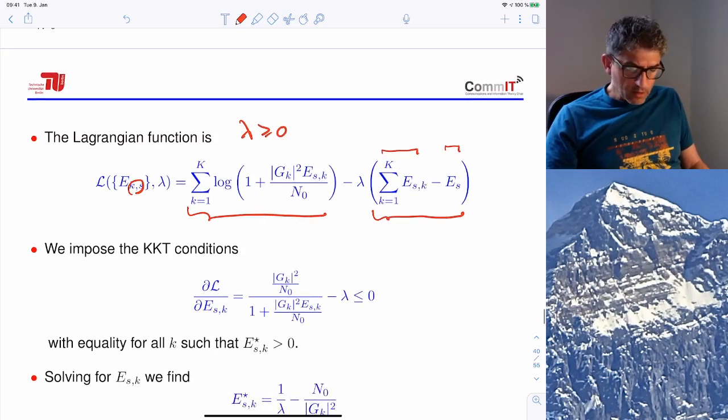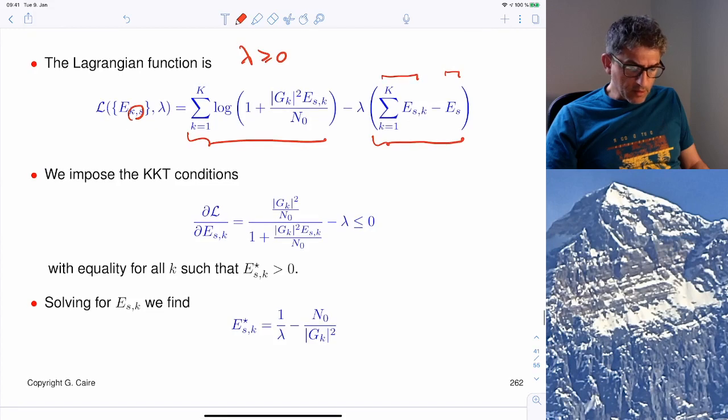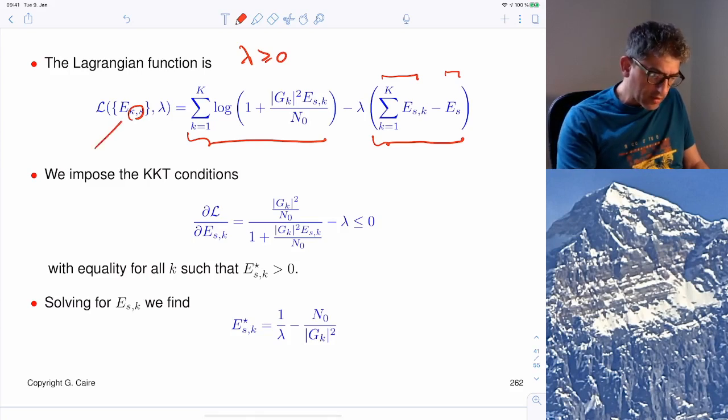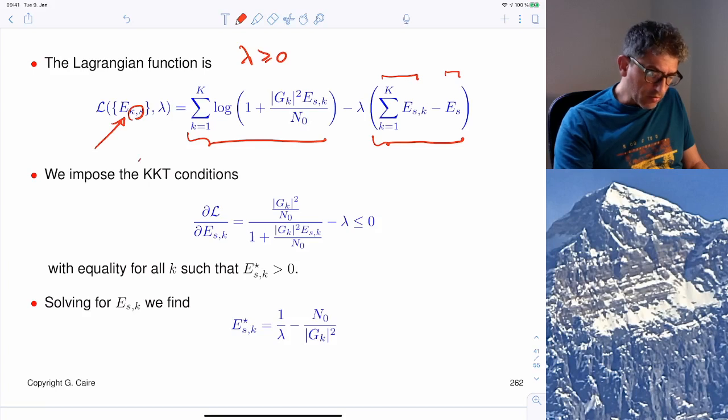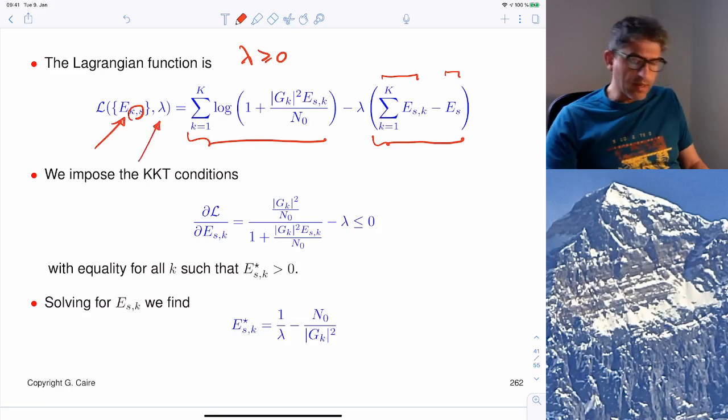Okay. So the method consists of studying the stationary point of this partial Lagrange function with respect to the primal variables. The primal variables are the original variables of the optimization problem. The new variables that we introduce, like the Lagrangian multiplier, are called the dual variables. Lagrangian multipliers and dual variables are synonyms in this context.